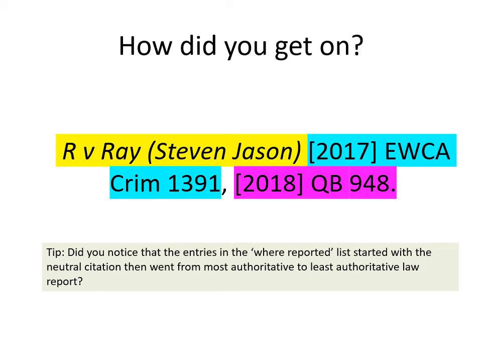I used the hierarchy table from earlier and saw that QB comes in the top line of this table. If you look back at the screenshot from Westlaw, you'll see that these two citations were the top of their list. This is not a coincidence. Normally, if multiple citations are listed, the neutral citation will come first, then the law report citations are listed in authority order. This really helps with identifying which law report citation to use.